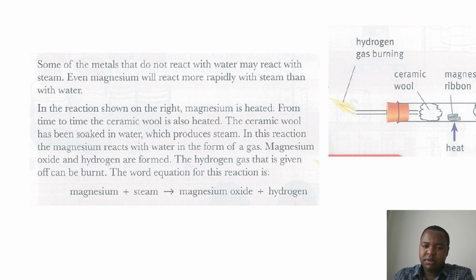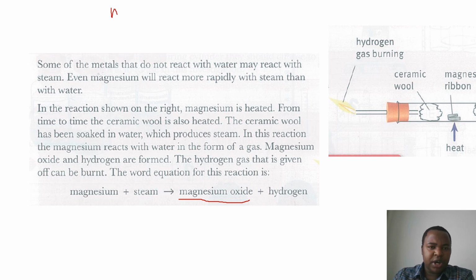Magnesium reacts very slowly with cold water, but when you react it with steam, the reaction is very, very vigorous, and we get what we call magnesium oxide plus hydrogen gas. Now, take note of the difference in the product we get. So those metals which react with steam, instead of getting a metal hydroxide, you get a metal oxide plus hydrogen gas. Okay, so that is the difference.